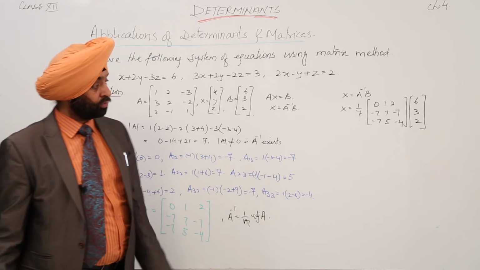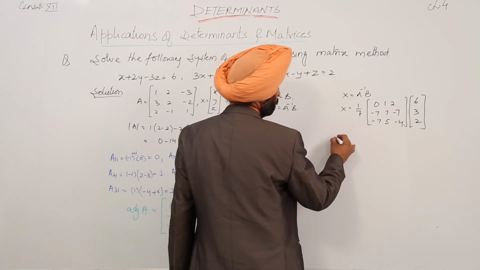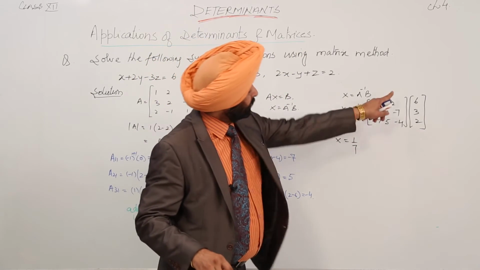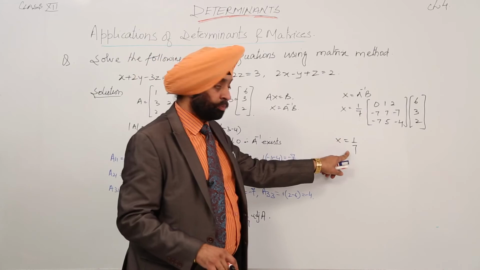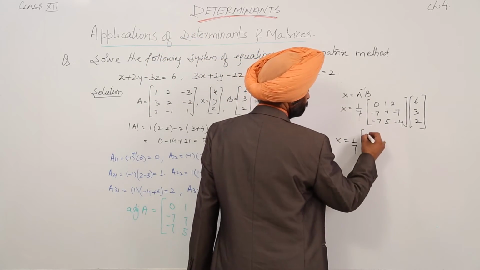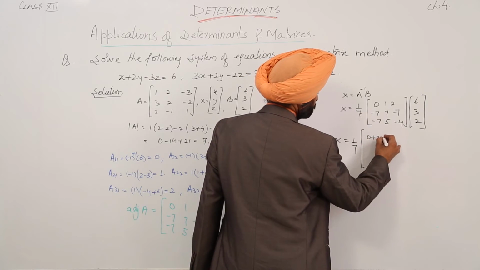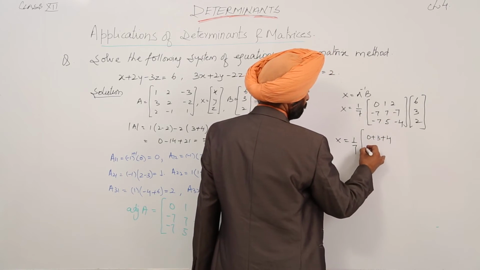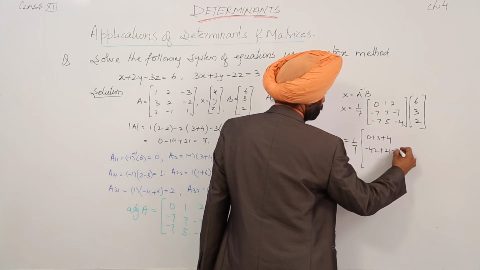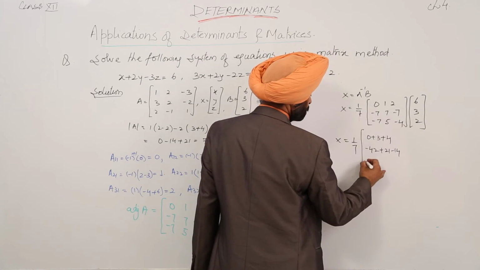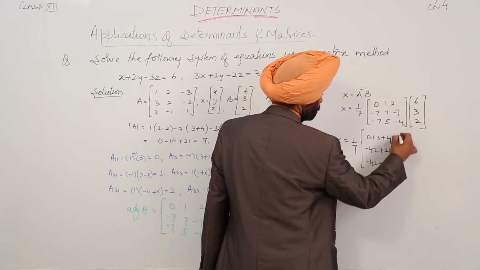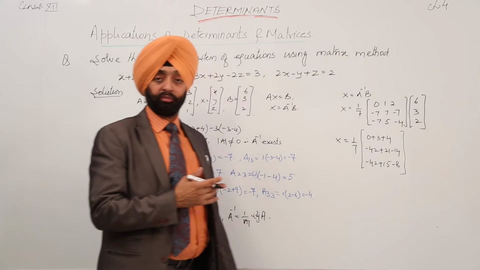Now let's solve it. We are having X is equal to 1 by 7. You need not divide every term by 7; use this part at the end of the question always. So now we are getting 0 plus 3 plus 4, then minus 42 plus 21 minus 14, then minus 42 plus 15 minus 8. See how easy it becomes now.